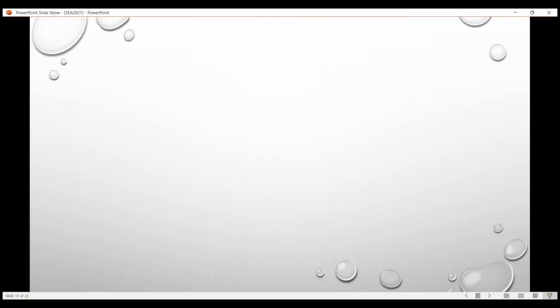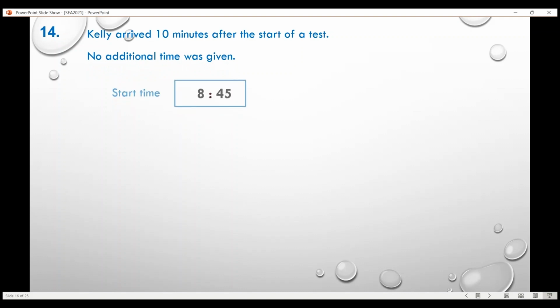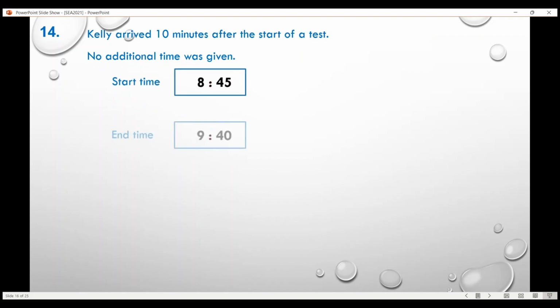Let's go on as we move on to number 14, where the question says, Kelly arrived 10 minutes late after the start of a test. No additional time was given, so Kelly lost 10 minutes of the test. The start time was 8:45 for the test, and the end time was 9:40.